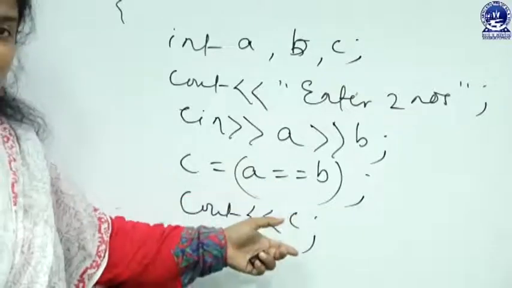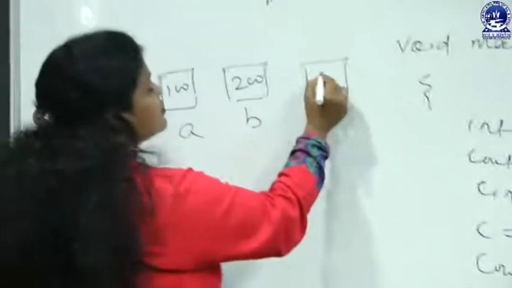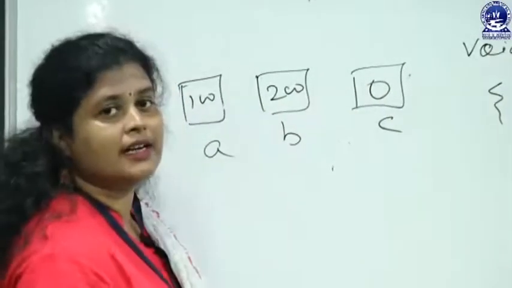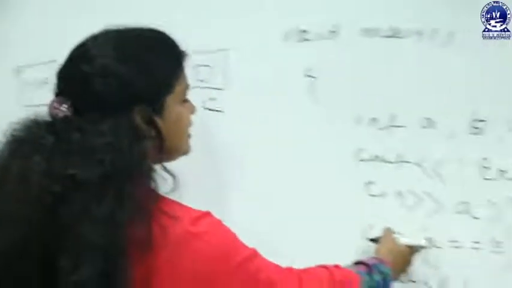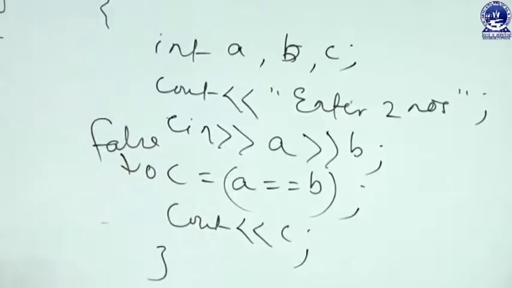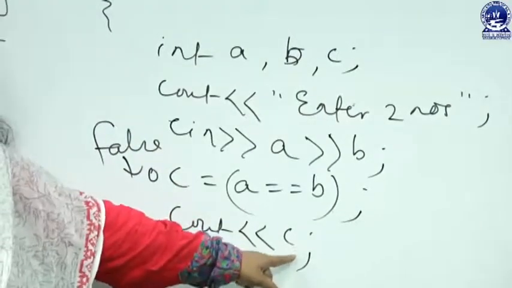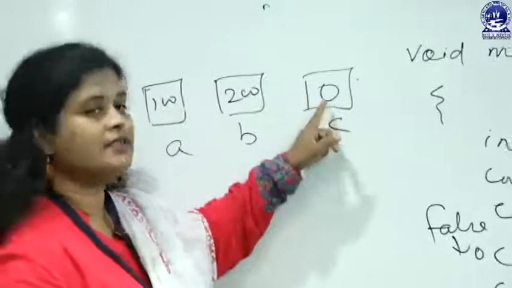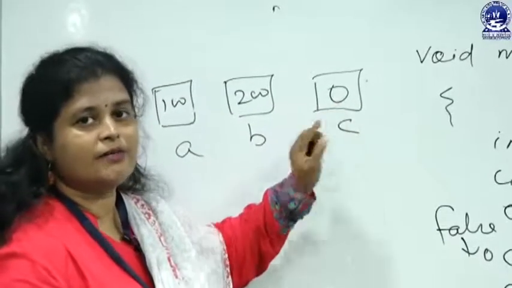As it is not equal, that's why C will now contain 0, because it will return false, and false represents 0, and so when you display C, the value will be 0. Okay. I hope you have understood this one.